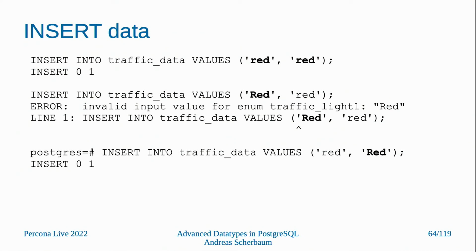Now, if I want to insert lowercase values, of course it's working because both of them are lowercase. If I want to insert something with uppercase into the enum, it's not working because it's not a valid value in my enum. If I turn this around and use an uppercase red here for my domain type, the domain type always checks for the lowercase value. So I made my check constraint here more flexible. And of course it's working.